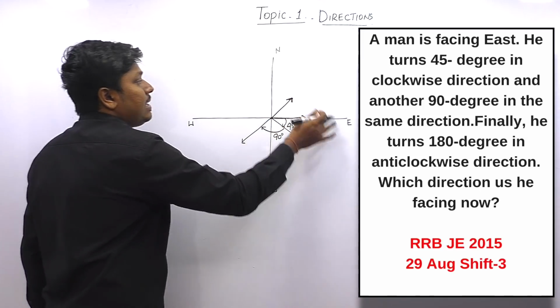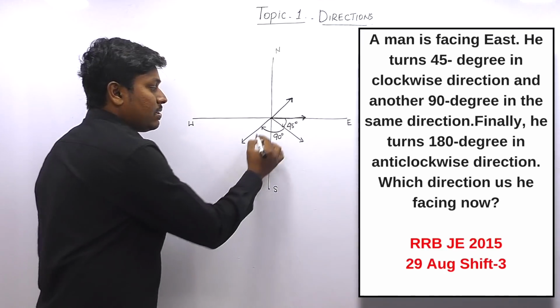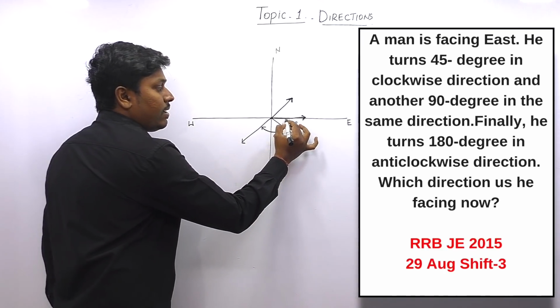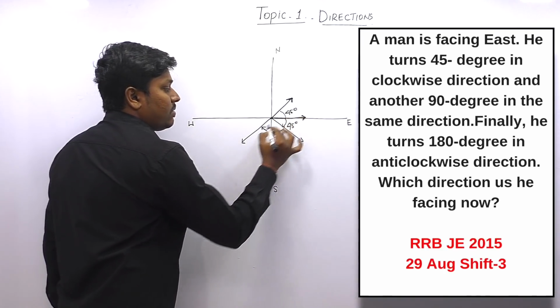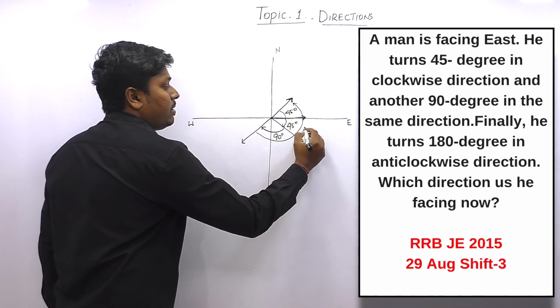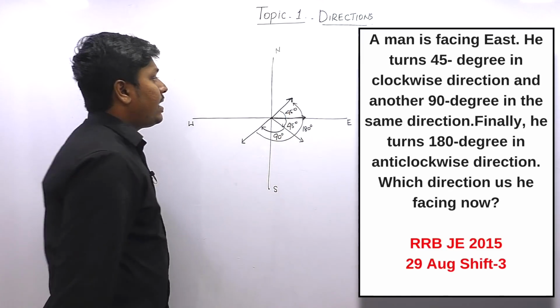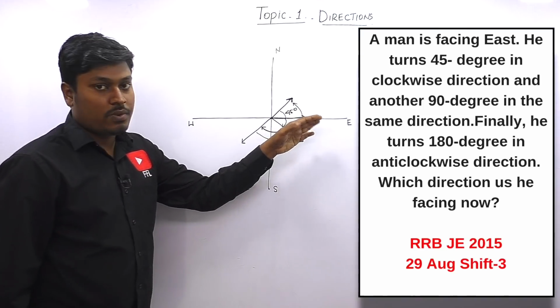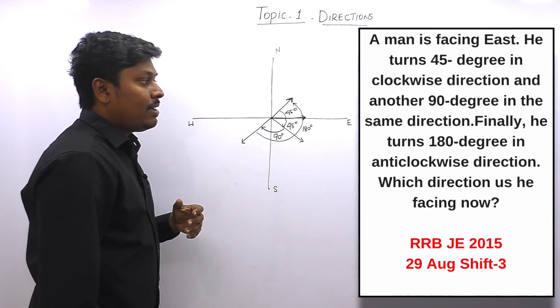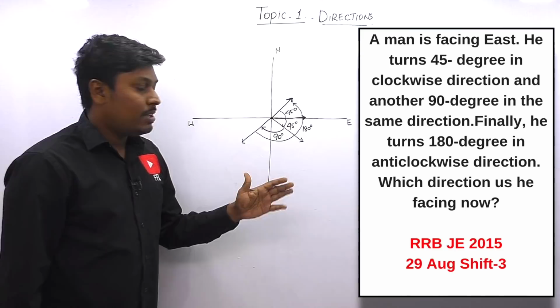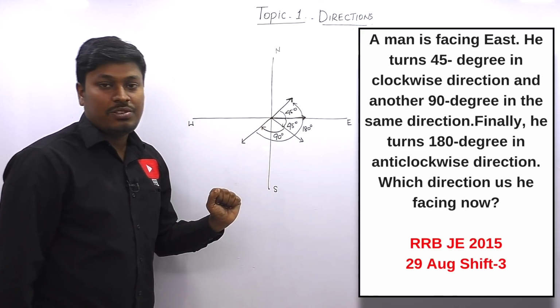So now finally he is facing northeast direction. So this will be 90, this will be 45 and this will be another 45. So we can say the total angle will be 180 degrees. So finally now he is facing in the direction of northeast. So what is the question? Which direction is he facing now? So finally he is facing in the direction of northeast.